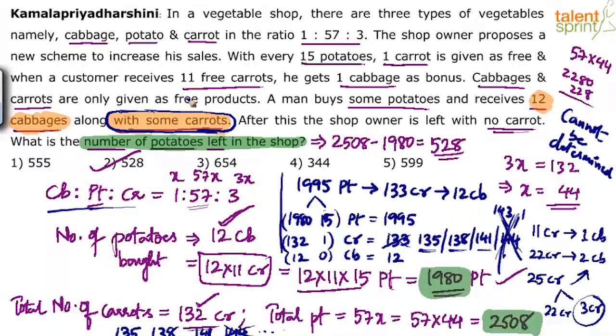You're getting it? So, more number of carrots, more potatoes bought. More potatoes bought, less potatoes left. Right? Of course, if you check for these 3 values, the only option that satisfies is 528. So basically we are considering 4 options for carrots: 132, 135, 138, 141. Out of that only 132 gives you a corresponding answer of 528 and the remaining 3 options do not satisfy. So option 2 is the answer. Alright.